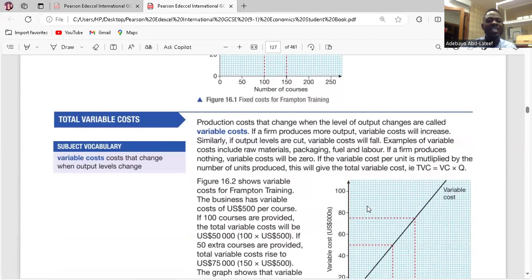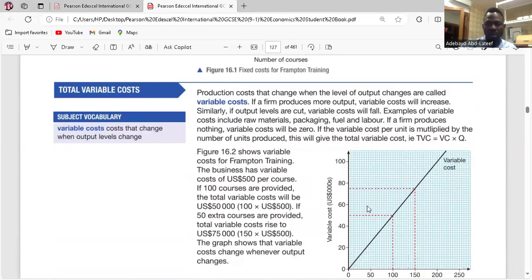These are production costs that change when the level of output changes. That is variable cost. Do you get it? This cost of production will change as the level of output changes. So examples of variable costs are cost of raw materials, wages. Both of them are always variable cost. So let's see what they said about here. Okay, packaging, fuel, labor, it's all the same. So if a firm produces nothing, variable cost will be zero.